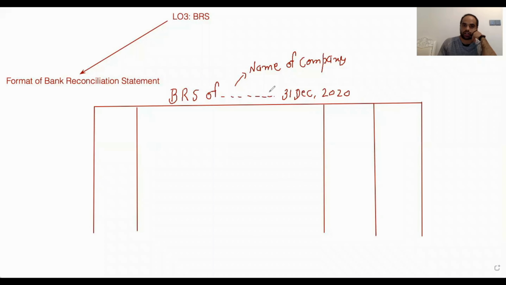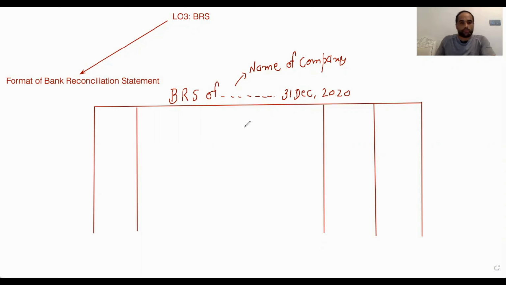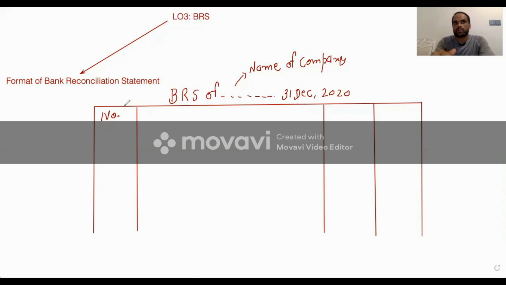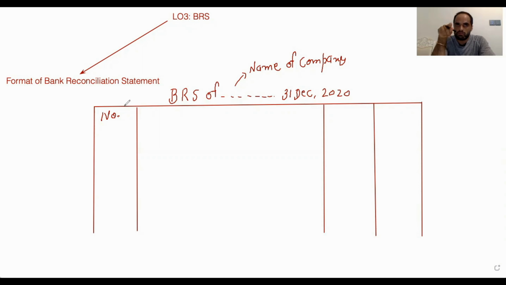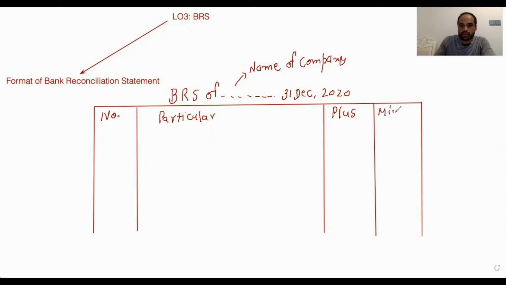So make sure you check your question: what date is given? Following that date, you will write down the bank reconciliation statement, name of company, and the date, which is 31st December 2020. Now here is the transaction number, or sometimes the date, transactions 1, 2, 3, 4, or dates, like for example 2nd of January, check issued but not presented. So you write down the date, or situation 1, situation 2, situation 3. And here are the particulars, meaning the reason for the time difference or the situation. And here is the plus column, and here is the minus column.